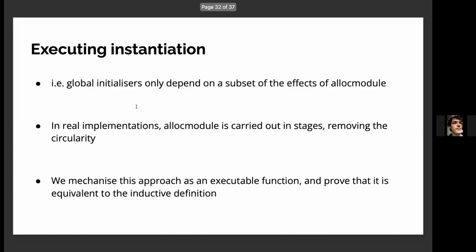So in other words, the specification doesn't really describe the order in which things are expected to happen. The global initializer evaluation only depends on a subset of the effects of alloc module, and in real implementations, you carry out a bit of the alloc module abstract operation, then run global initializers, and then finish off the rest of the effects of alloc module, and this breaks the circularity. So we mechanize this approach as an executable function, prove it's equivalent to the inductive definition, and then this allows us to get an executable definition that we can use in the interpreter. So we're effectively verifying that the statement on the previous slide is correct. The specification claims that this is equivalent to their non-executable definition.